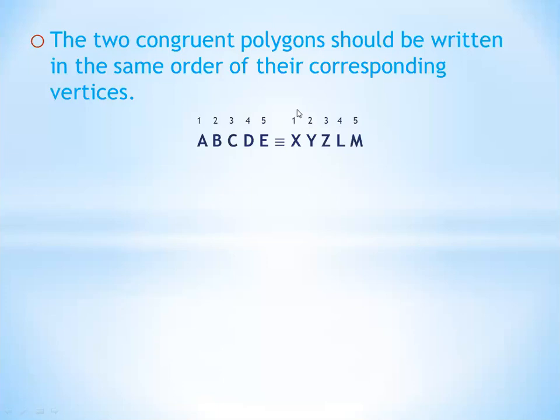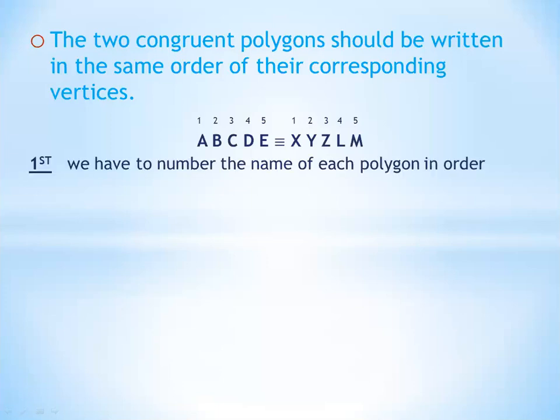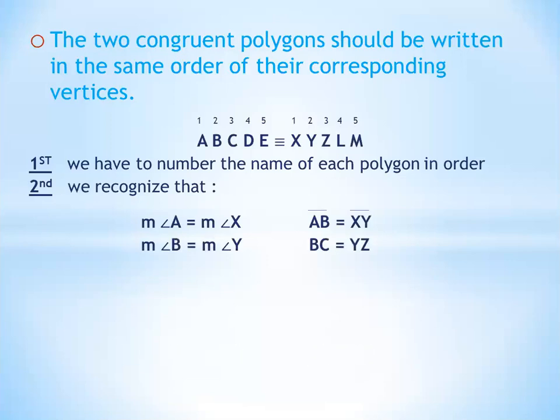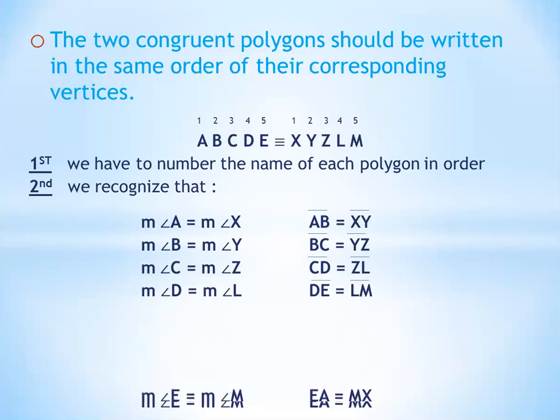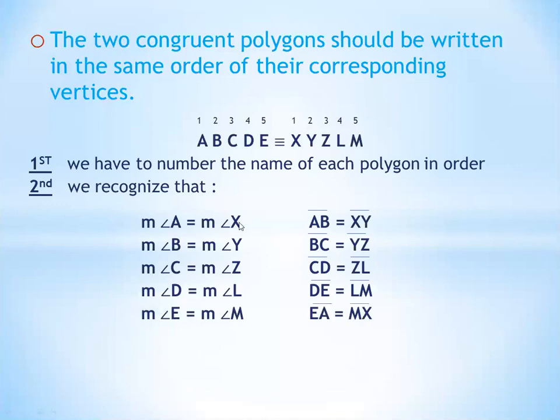What are we going to recognize? We're going to recognize that measure of angle A is equal to measure of angle X. Measure of angle B is equal to measure of angle Y. Measure of angle C is equal to measure of angle Z. Measure of angle D is equal to measure of angle L. Measure of angle E is equal to measure of angle M.